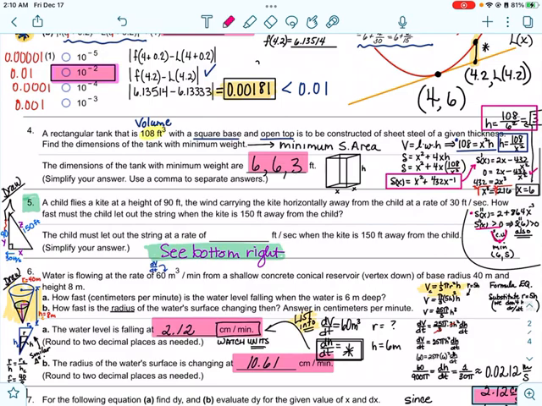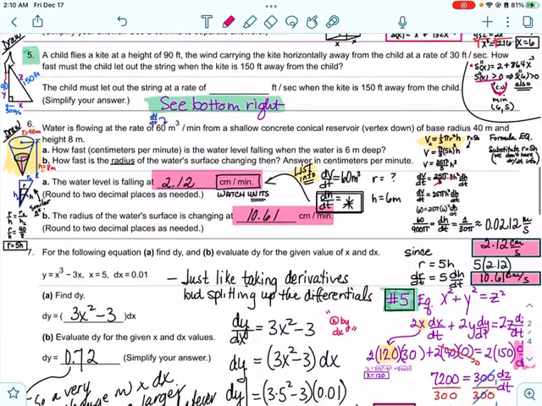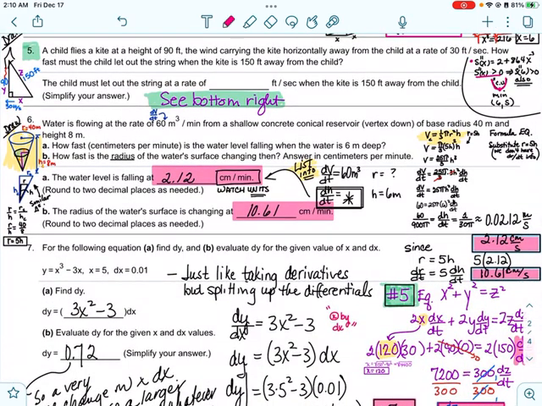Okay, for the next one, a child flies a kite at a height of 90 feet. The wind is carrying the kite horizontally away from the child at a rate of 30 feet per second. How fast must the child let the string out when the kite is 150 feet away from the child?